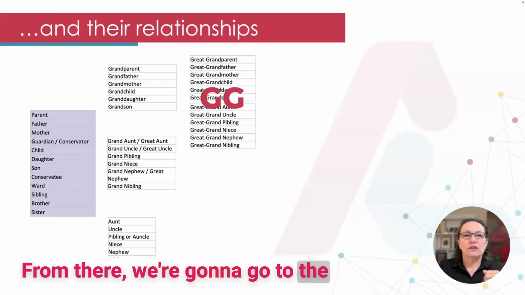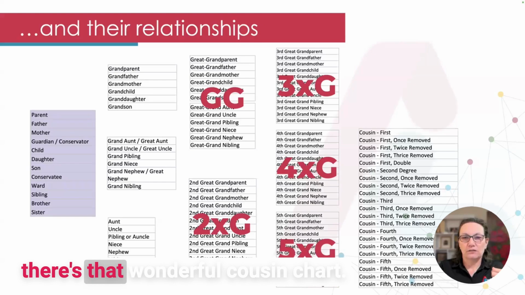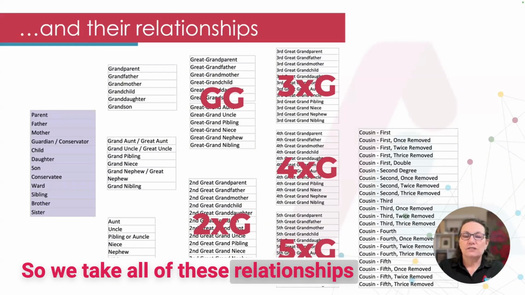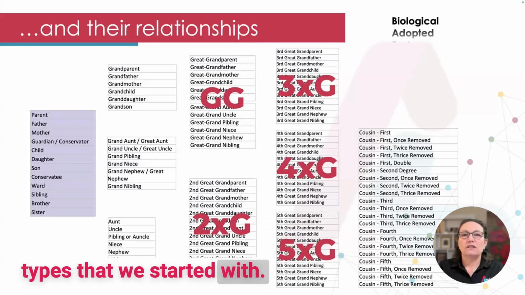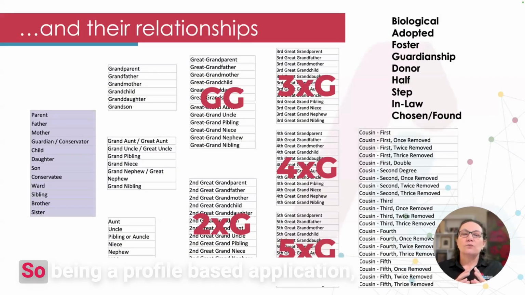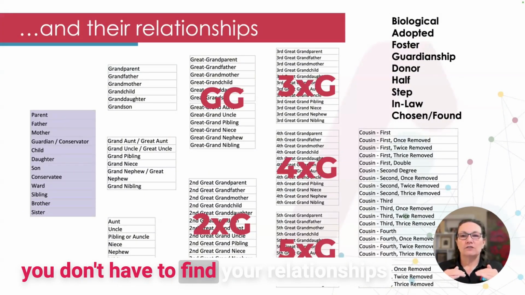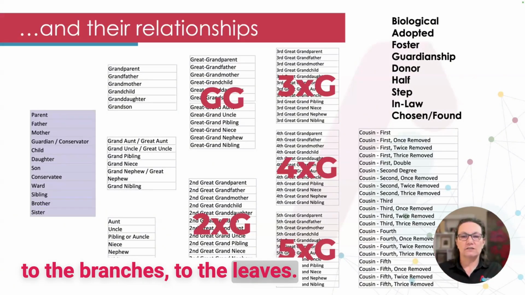From there, we're going to go to the great grands, the seconds, the thirds, the fourths, the fifths, and then there's that wonderful cousin chart. So we take all of these relationships and we look back on the relationship types that we started with, your biologicals, your donors, your in-laws. Being a profile-based application, you don't have to find your relationships going from the roots to the trunk, to the branches, to the leaves.